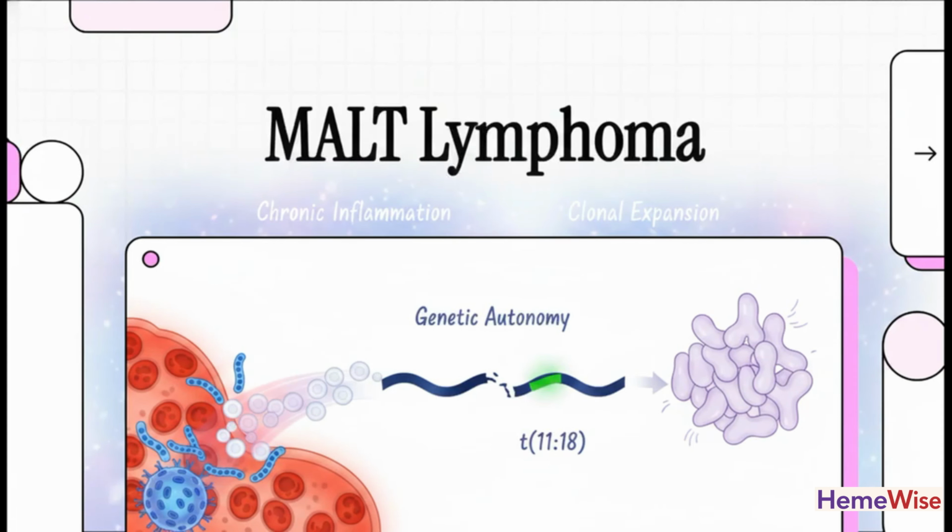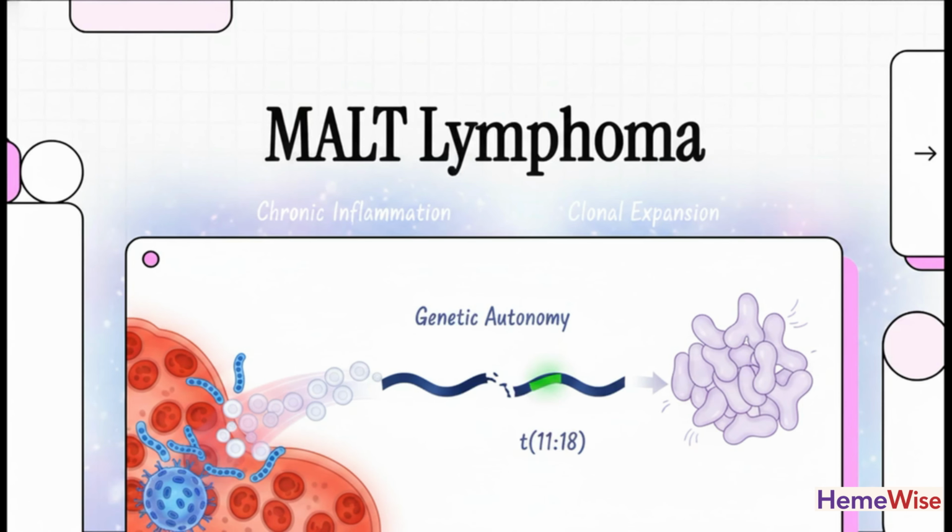Today, we're diving deep into MALT lymphoma, specifically looking through the lens of the World Health Organization's 5th edition classifications. We're going to uncover its fascinating journey, starting from chronic, localized inflammation all the way to a state of full genetic autonomy. If you really want to understand the modern pathological and clinical approach to this incredibly unique disease, well, you're absolutely in the right place.